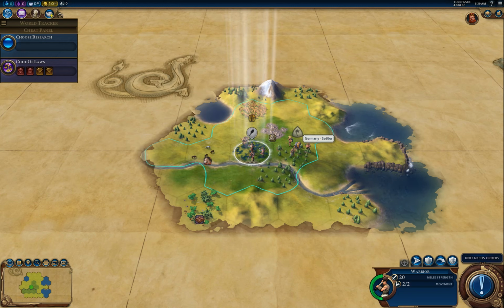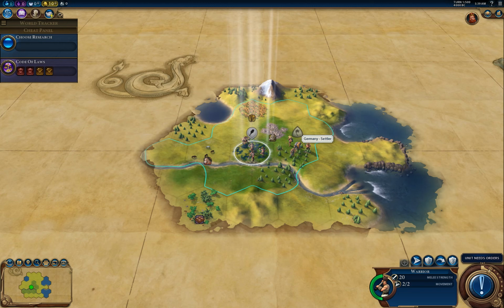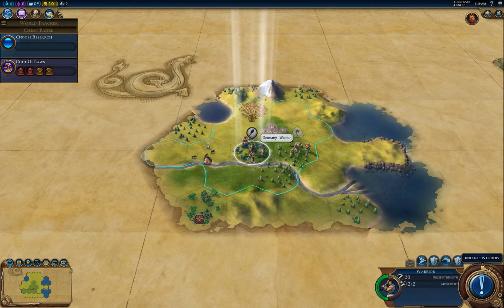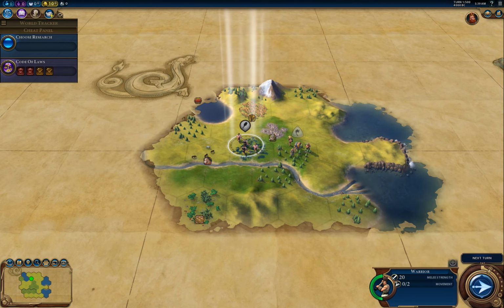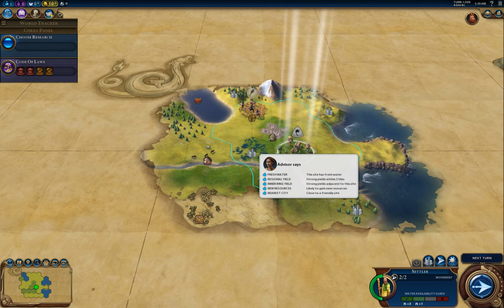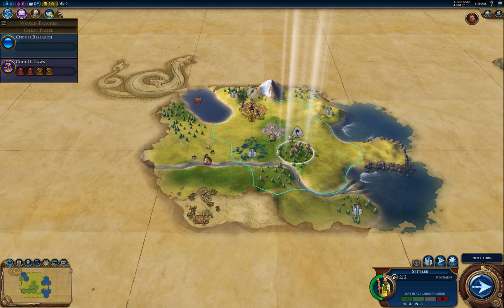Now, this is extremely important. When you first place down your settler, you want to make sure you get the +3 housing bonus. If you don't, you could run into some very early housing problems that are difficult to overcome. By the way, I believe this settler is telling us to settle here. Yeah, I figured it was going to be this tile.